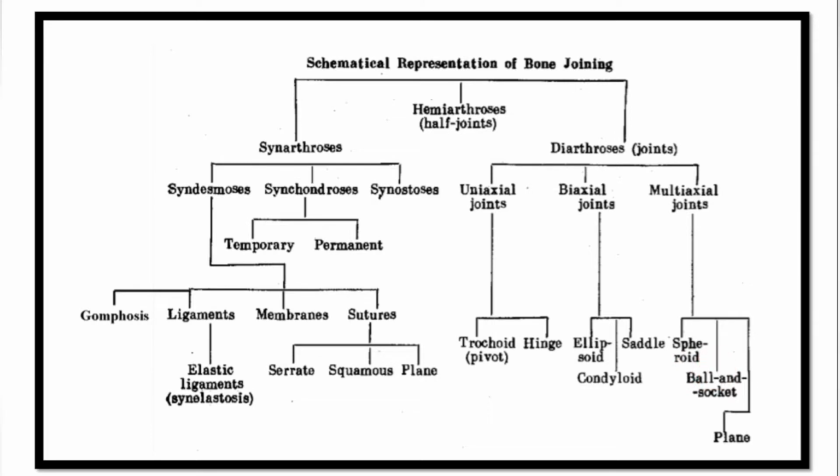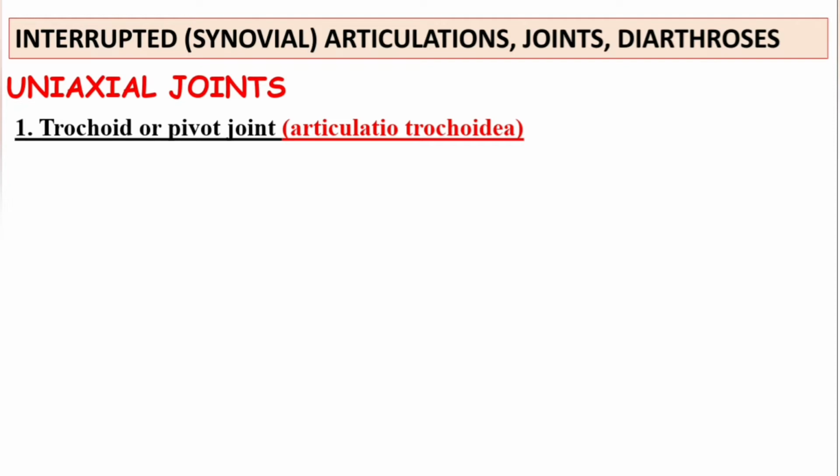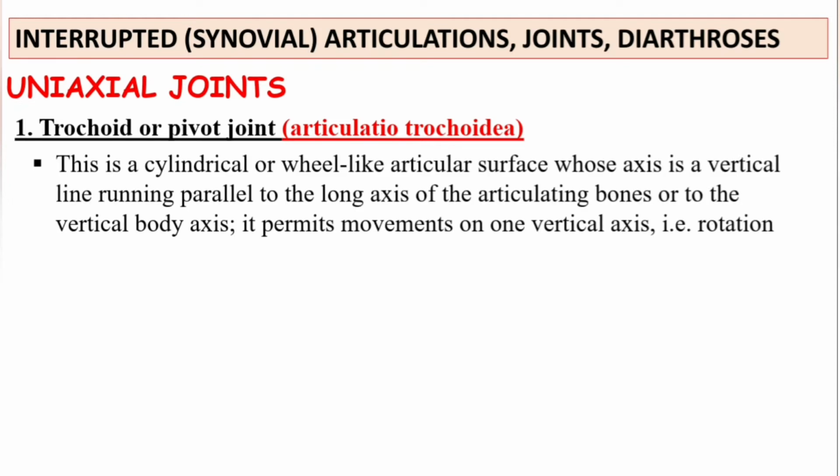So let's start with the trochoid joint, which is under uniaxial joints, also known as the pivot joint. This is a cylindrical or wheel-like articular surface whose axis is a vertical line running parallel to the long axis of the articulating bones or to the vertical body axis, and this joint permits movement in one vertical axis, that is rotation. If you remember, inward rotation is called pronation, and outward rotation is called supination.